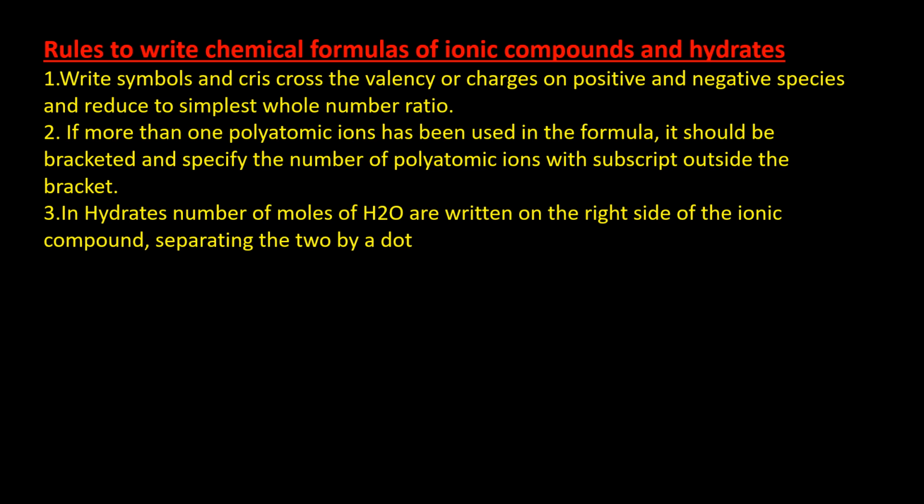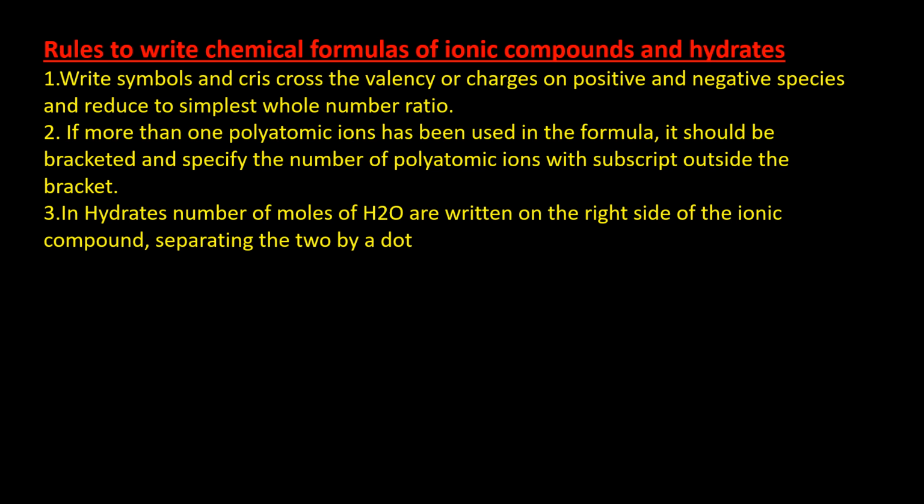All right, so as you're familiar with all the terms required to write the chemical formulas of the ionic compounds, these are some rules that we will follow. First rule is write the symbol and then crisscross the valencies or the charges on the positive and negative species. So first of all, as the name is given, you will write the symbols of the element from the periodic table.